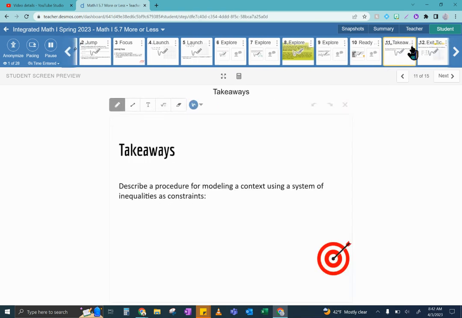All right, the last thing I wanted to do was talk about takeaways. So all they want you to do is describe a procedure for modeling a context using a system of inequality constraints. So the biggest thing here, what did you get out of it? And write a sentence. Like, what was the part that's going to give you a hard time in terms of understanding and proving that you're right? Right?